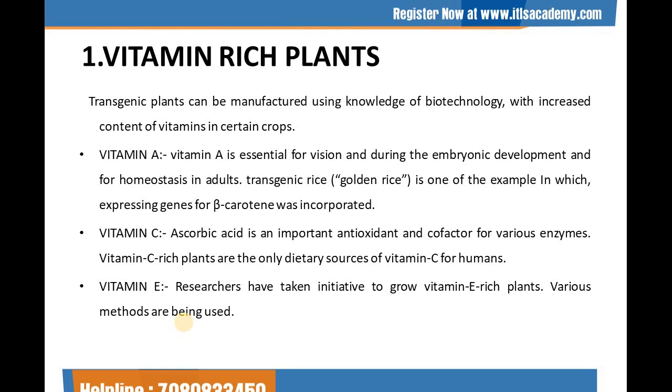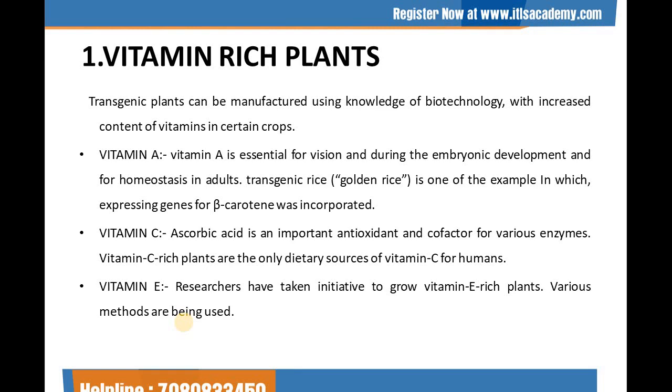Vitamin A. Vitamin A is essential for vision, during embryonic development, and for homeostasis in adults. Transgenic rice is one of the examples in which the expression gene for beta-carotene was incorporated. Vitamin C, also known as ascorbic acid, is an important antioxidant and cofactor for various enzymes. Vitamin C rich plants are the only dietary sources of vitamin C for humans.